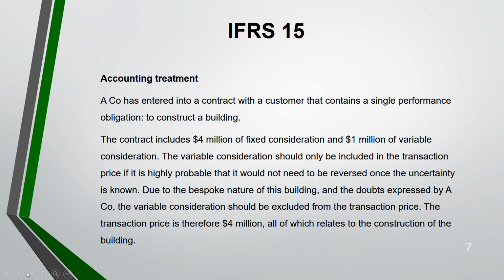But the variable consideration you can only include in your transaction price if it is highly probable that it will not be reversed once the uncertainty is known. So due to the bespoke nature, you see the nature of the building is very unique. So there are doubts. Because there are doubts, variable consideration that 1 million should be excluded from the transaction price. You cannot take it as a part of transaction price. So your transaction price will remain at 4 million only. Okay.